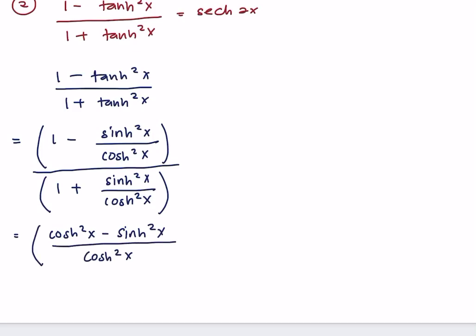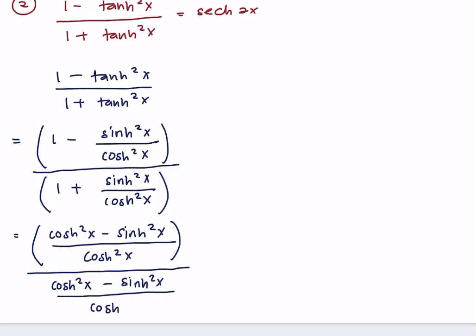That is for the numerator. And how about the denominator? I make the denominator the same also. So we will have cosh squared x plus sinh squared x over cosh squared x.